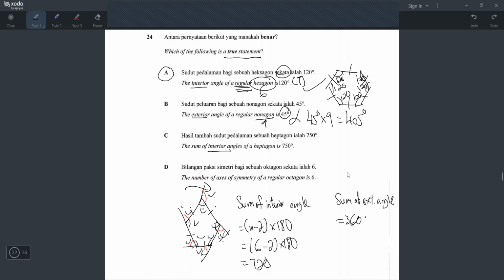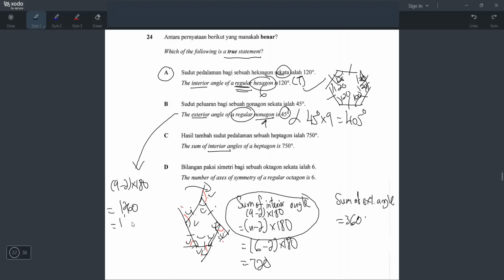You can also do it another way, using this formula. You key in 9, then press 9 minus 2 times 180, and then divide the whole thing by 9 because it's a regular nonagon. It's a bit slow, but I'll show it to you. 9 minus 2 times 180 gives 1260, the sum of all angles in the nonagon. Since all 9 angles are the same, you divide by 9 and get 140. But 140 is the interior. To get the exterior, take 180 minus 140, which is 40. So the exterior is 40 and the interior is 140. That's why this is wrong, because they wrote 45. But you can actually prove it very fast: just remember the sum of exterior angles will always be 360. Hope you understand, so that's why this is false.